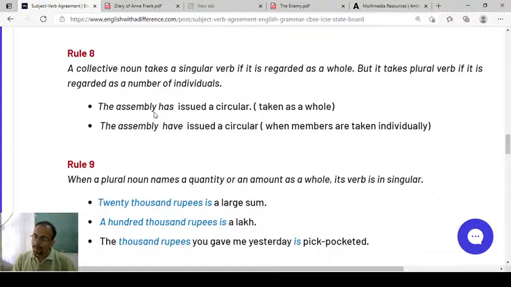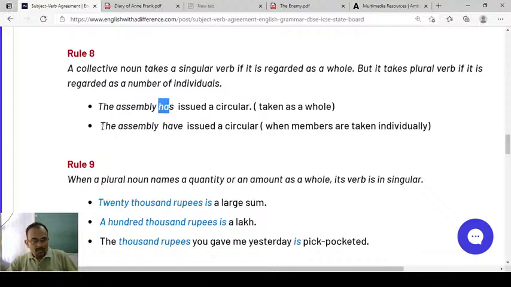So whenever the decision of the many people has been expressed in the form of a circular, the committee is represented as a whole, as a single unit, as a single body. In that case, the committee will take a singular verb, like the assembly has issued a circular. Assembly here means all the members of the assembly, taken as a whole. That is why it has taken a singular verb.